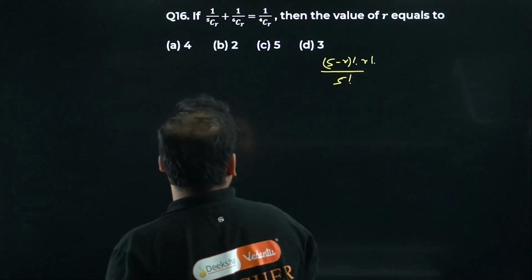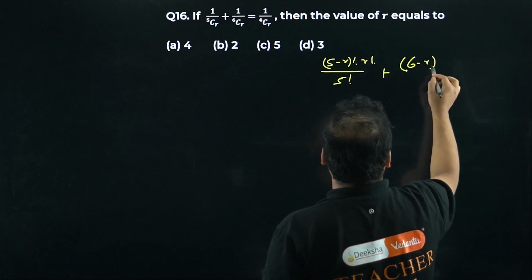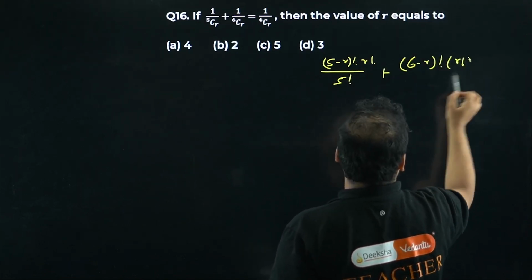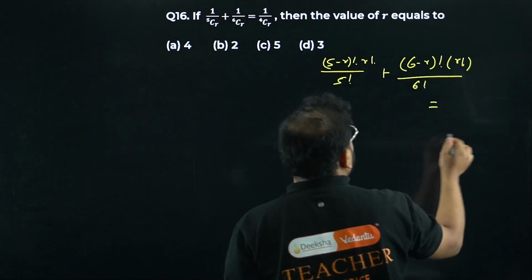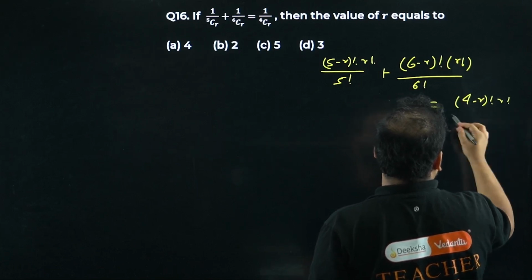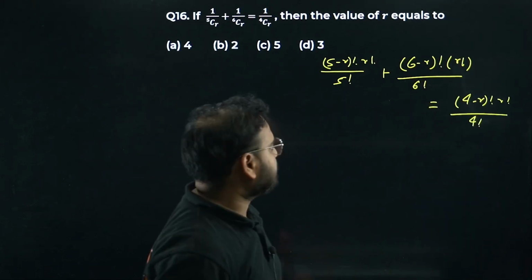Correct, na? Okay. Same way, plus 6 minus r factorial into r factorial, divided by 6 factorial. On this side, the RHS, I get 4 minus r factorial into r factorial upon 4 factorial. Now you can see what is common.